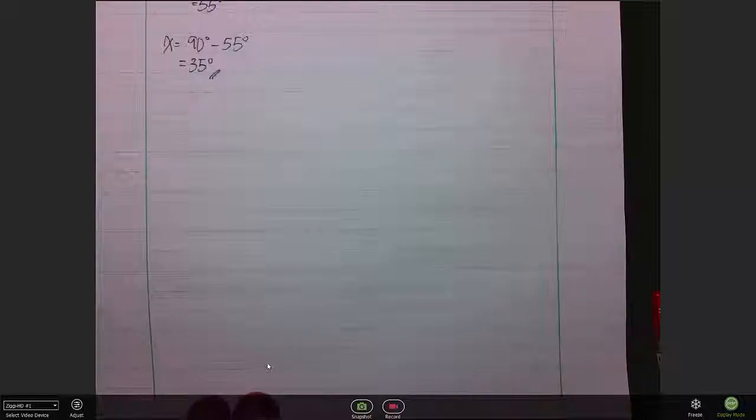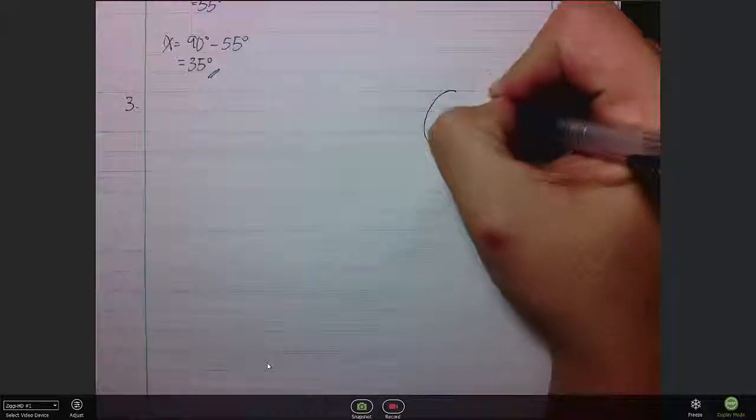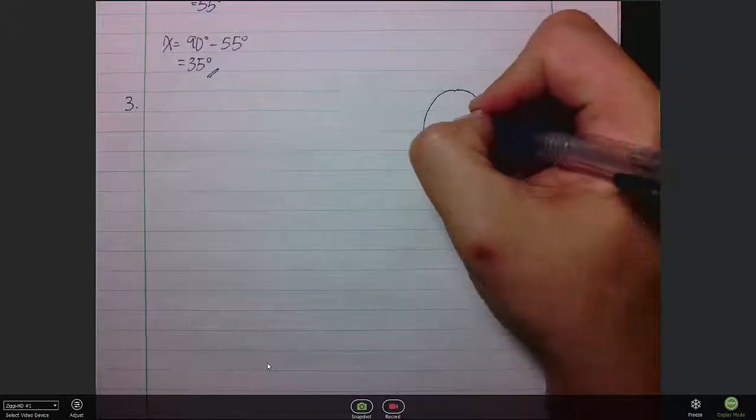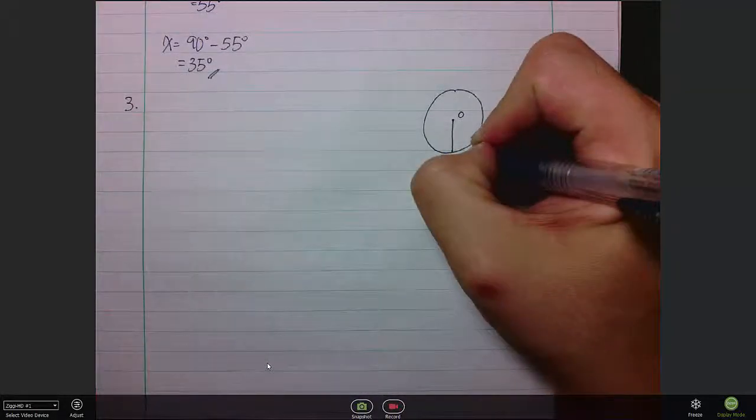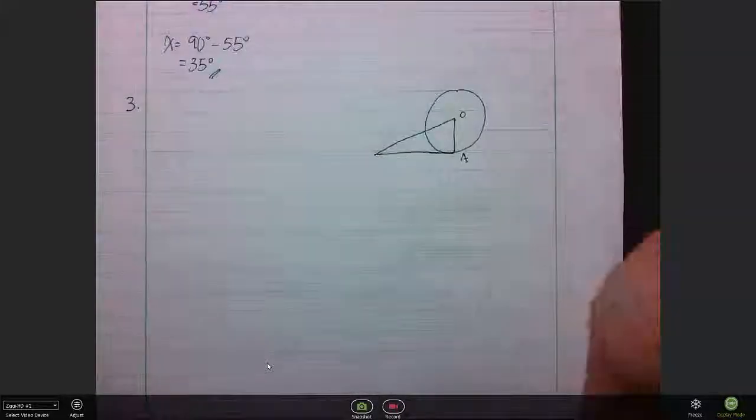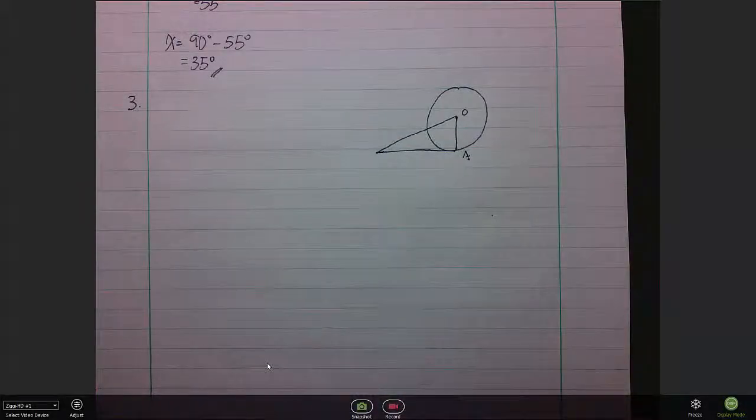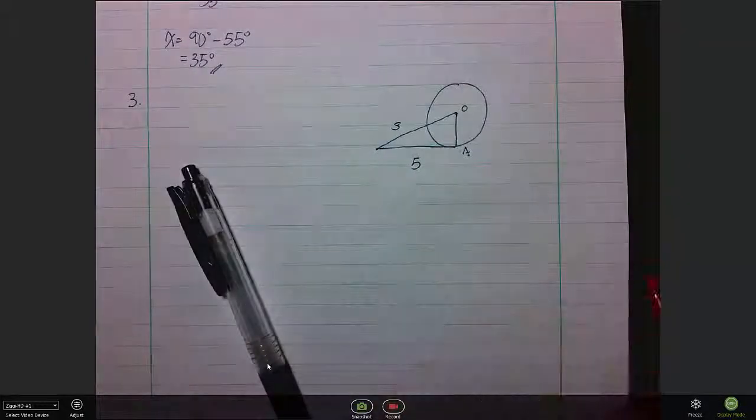Now I do the next question, question 3. They say that TA is tangent to the circle. They want you to find the radius of the circle. Now I sketch the diagram. So we have O, A, then we have this thing here. They tell us that BT is 3, AT is 5.